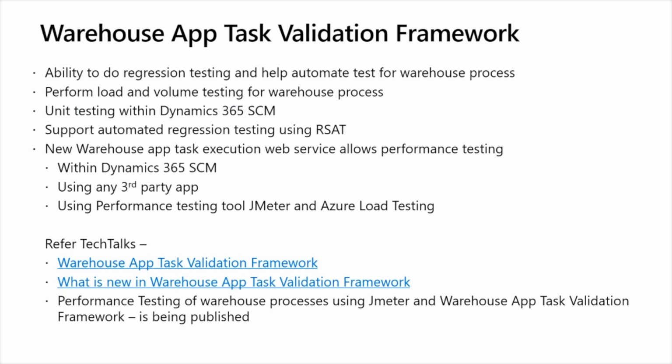This framework, the warehouse app task validation framework, provides the capability not only to do unit testing from D365, but it also supports automated regression testing within RSAT. And recently, with the enhancement to this framework, we have introduced a new warehouse app task execution web service, which will allow you to do performance testing of your warehouse processes not from within Dynamics 365 SCM, but from any third-party application. You can call this web service for bulk of your transactions, or you can utilize performance testing tools such as JMeter and Azure load testing to do the load and volume testing of your warehouse processes.